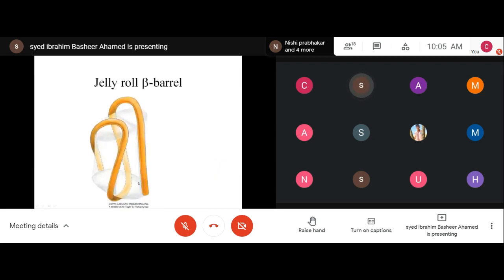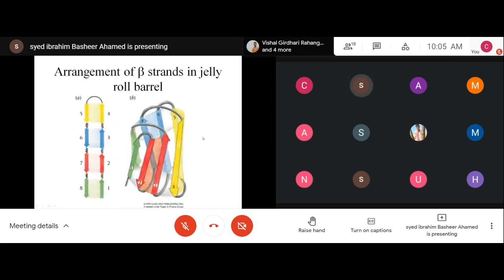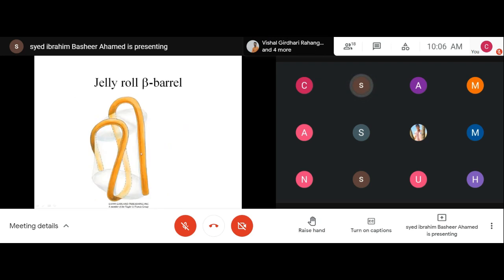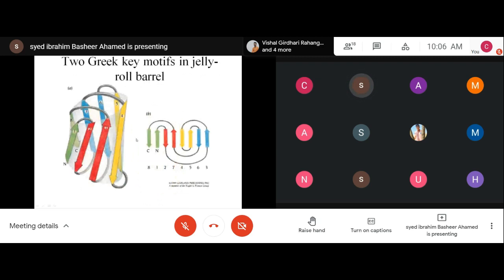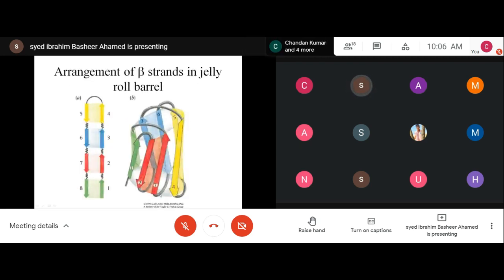Then another kind of barrel is called the jelly roll beta barrel. The color shade indicates the parallel arrangement: this region is parallel to this region, which is parallel to this. That's why there is a different color code. Here you can see the green is making a parallel hydrogen bonding beta sheet, and the red and red make a sheet, so they are given different color codes.